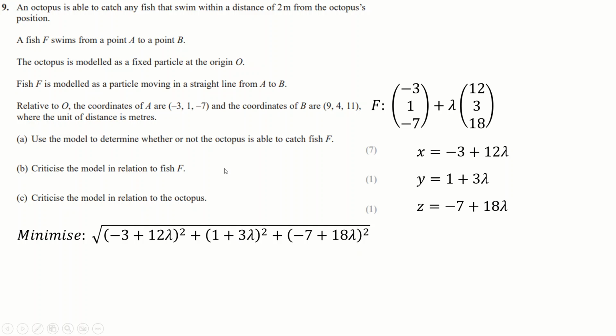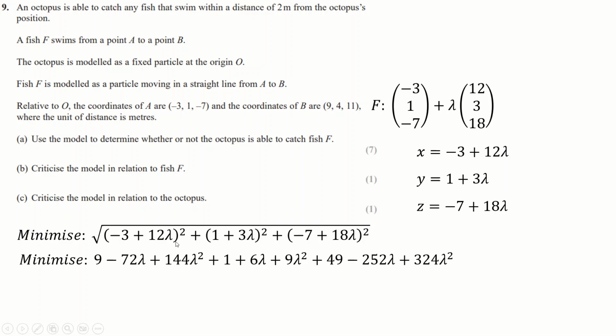Because if I knew when it was at a minimum, I would know whether that's within 2 or not. So let's just minimize this here. So just Pythagoras here, squaring them all out. Now, of course, the square root here doesn't really matter, because if you're trying to minimize this whole thing, you just want to minimize the thing in the square root, right? So I'll just ignore that, and I'll expand all this out. I'll collect the terms all together, and my aim is to minimize this.